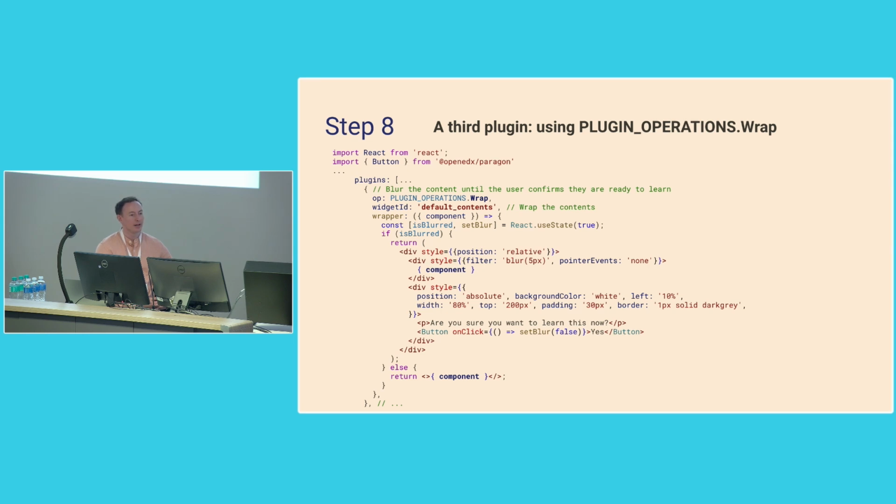So there is also a hide operation which completely removes the default contents, but it's not conditional. So if you ever have a use case where you want a plugin to be able to check something and then based on that check show the default contents or not, then you have to use this wrap, and this is an example. We're blurring it, but you could also hide it completely if you want until the learner clicks yes or enters a password or whatever you want.